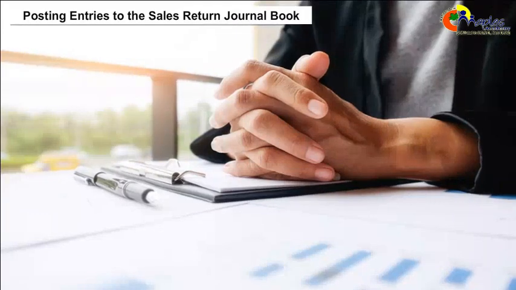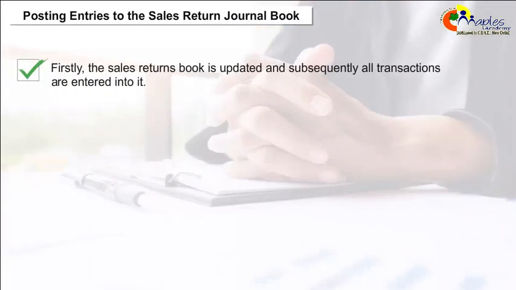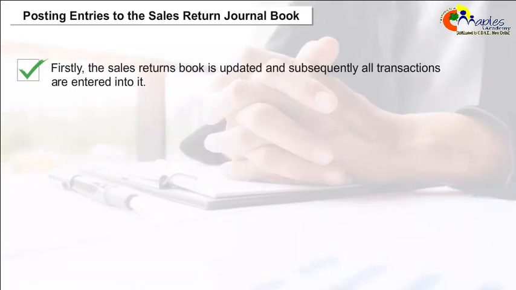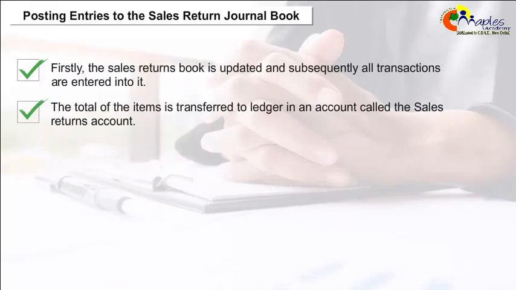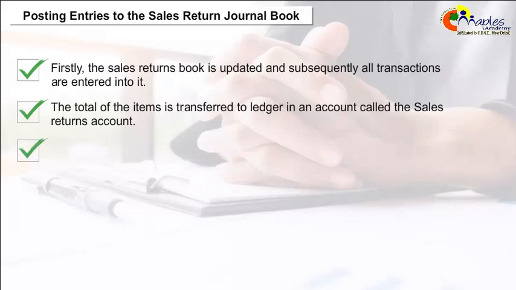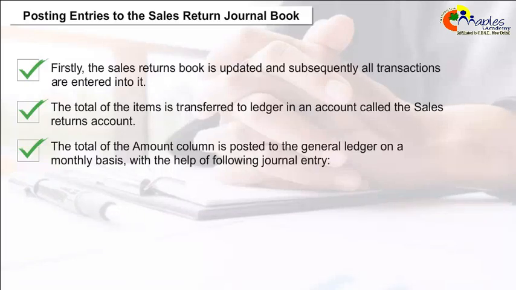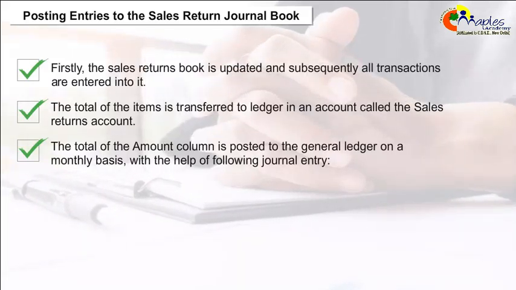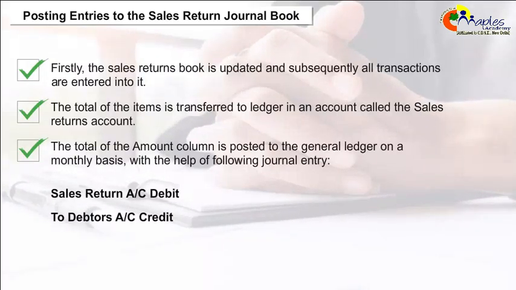Posting entries to the Sales Return Journal book. Firstly, the Sales Returns book is updated and subsequently all transactions are entered into it. The total of the items is transferred to ledger in an account called the Sales Returns account. The total of the amount column is posted to the general ledger on a monthly basis with the help of the following journal entry: Sales Return account debit to debtors account credit.